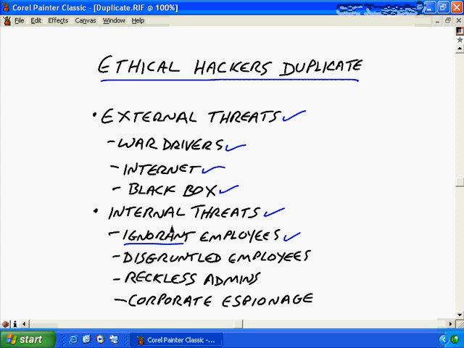So that's one way we would do that from an internal type of a threat. Now, what can be equally dangerous, even more dangerous, depending on how much access or knowledge they have, would be a disgruntled employee. Maybe you got passed over for promotion, or maybe the boss isn't treating you right, or you have some other reason why you're unhappy with your company.